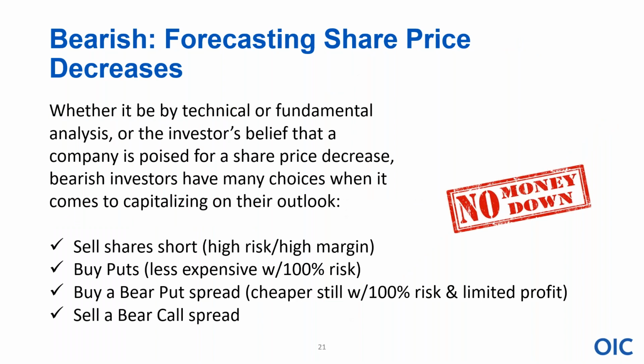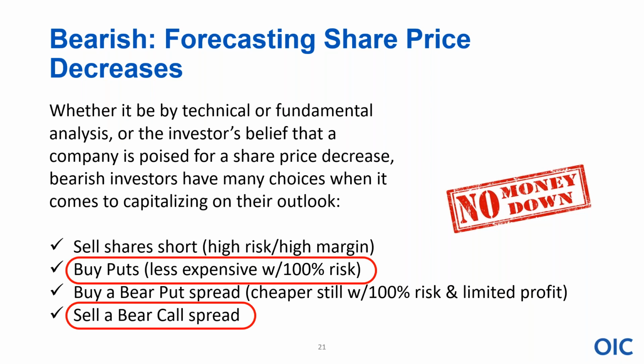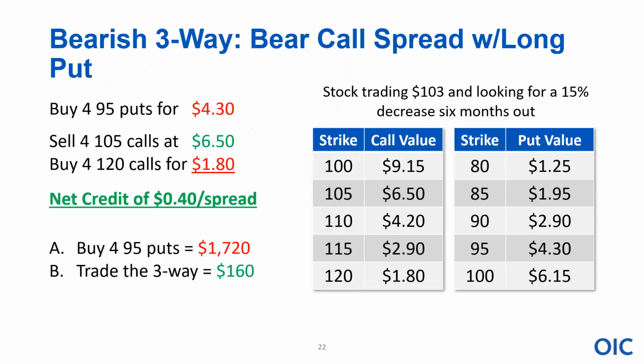Same thing on the downside, so I'll walk through this a little bit more quickly. It's the same idea. We've talked about selling shares short when you're bearish, buying puts, buying a put spread, selling a call spread. They're all negative delta bearish trades. The three-way would take two of those and combine them for a different risk profile. Here, buying 4 of the 95 puts and then selling a call spread up top. Doing that for a net credit of 40 cents. Buying the outright puts costs us up front, and trading the three-way leaves a credit.